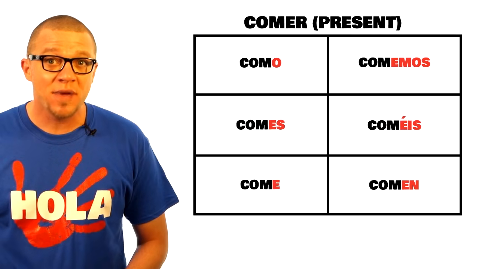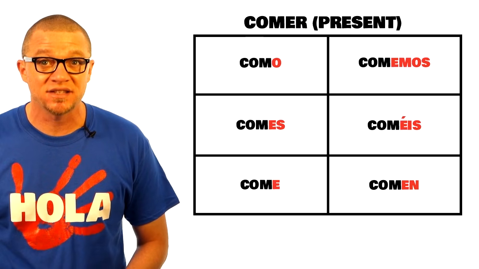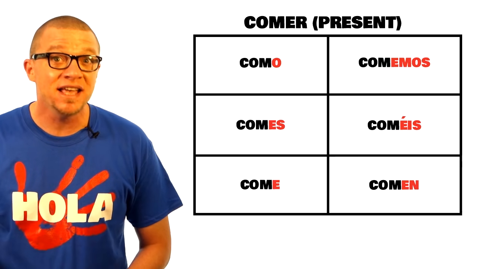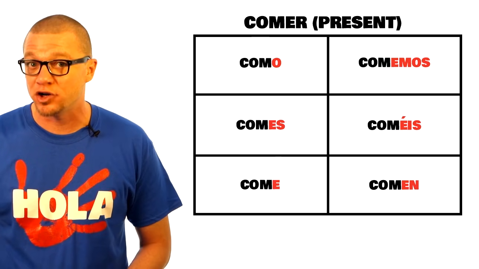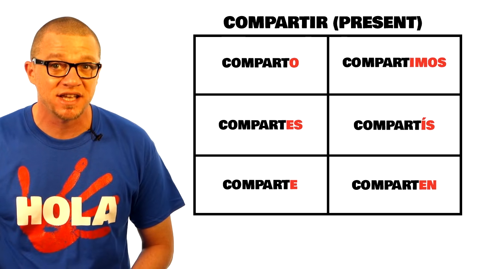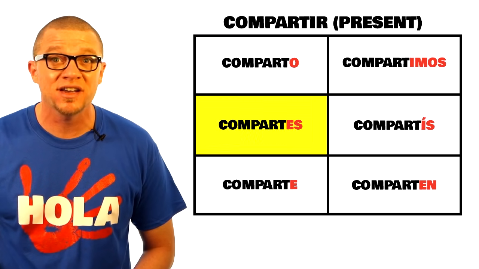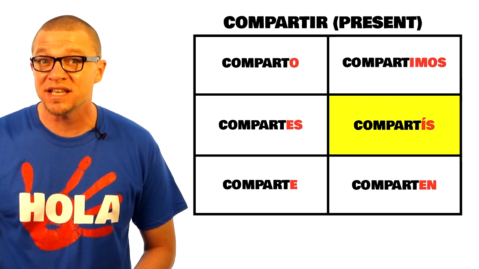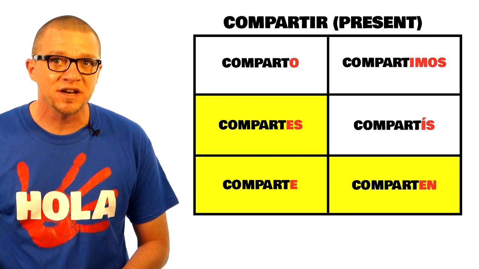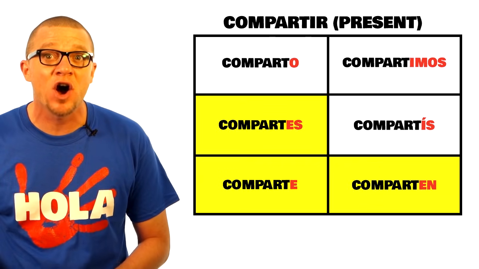Check it out. Here's comer conjugated in the present tense. O, then S, hemos, ace, en, ER endings for an ER verb. But then here's compartir, an IR verb, conjugated in the present tense. O here, but then here it's S, hemos, is, then en. So in these three spots, even though compartir is an IR verb, it has ER endings. And all regular IR verbs are like that. Thanks for the gift. I'll take it.